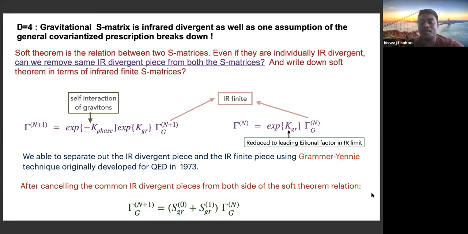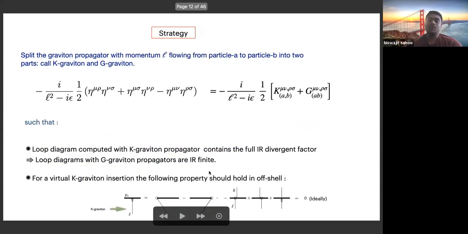Always I can add some IR finite piece to the IR divergent piece and exponentiate. So what I am saying here is that if you take the IR limit, then at least this K_phase and K_gr piece should contain the IR divergent piece, but they can contain more. So I'm going to explain the prescription for how to do this.